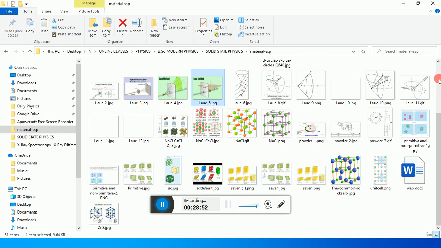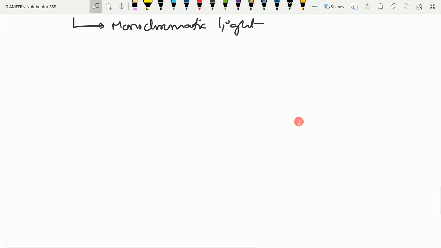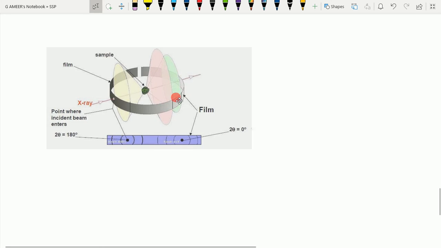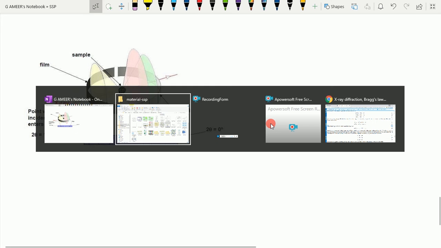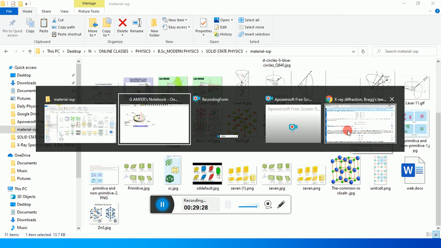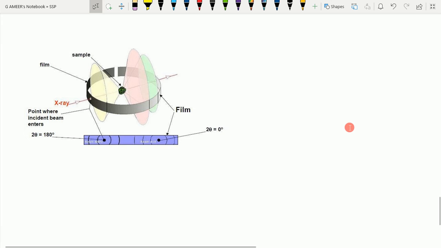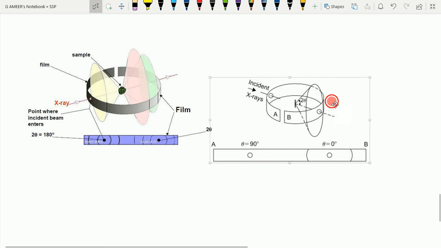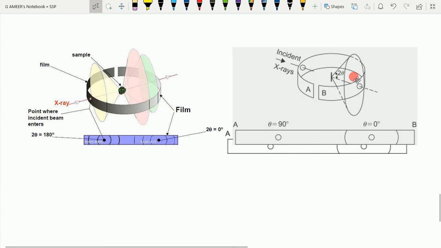First I will take the photograph of it. So let us take another photograph also for better understanding. So okay, fine.